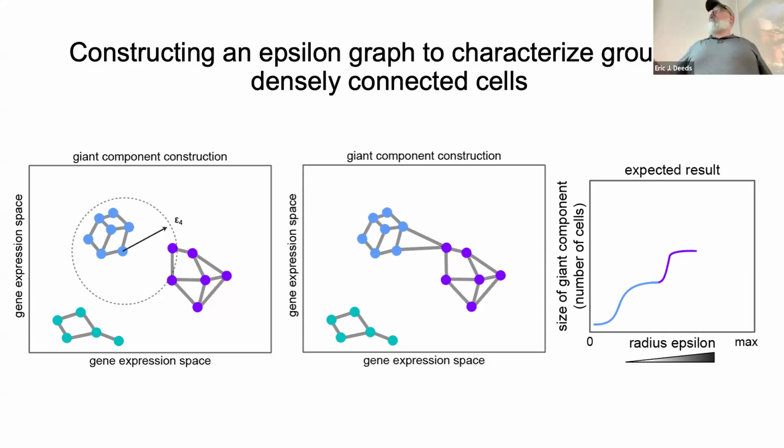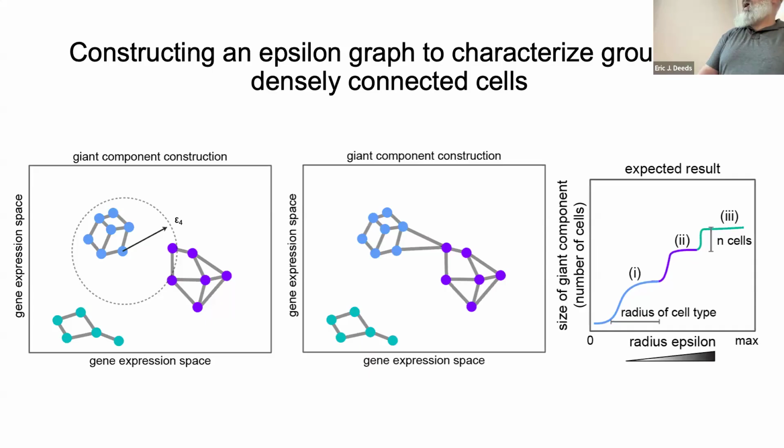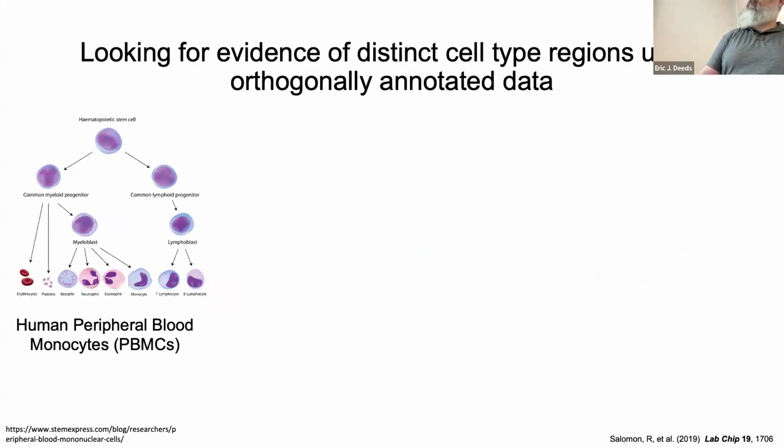And those of you who have ever heard about or used DBSCAN or HDBSCAN, those are clustering tools that rely on this idea. So this is not a new idea, it's just something we used to characterize the structure of the data. So you should see that you get these three steps corresponding to these three cell types, and you could do things like characterize the radius of the cell types, the number of cells, et cetera. So this is a beautiful idea.